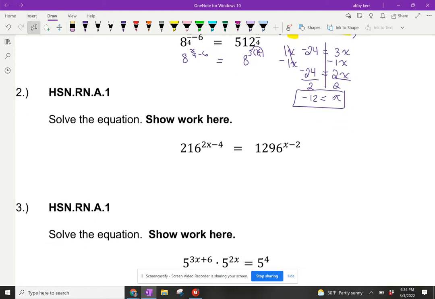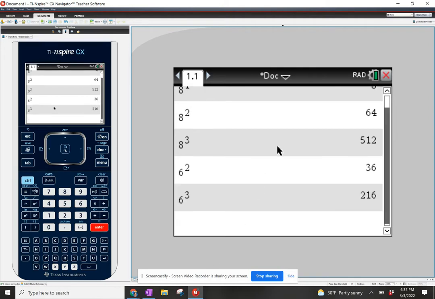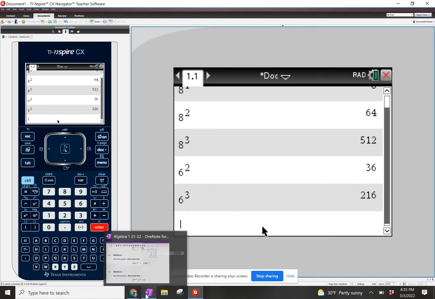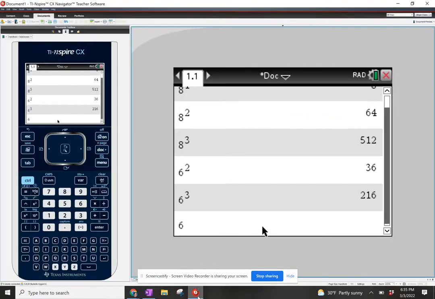Now for problem number 2, this is a little different. So 216. We just have to play around with it. Will 6 work? It does. It works with one of them, and I just guessed 6. It's all about guessing and checking. I don't know if the 6 will work for the 1296, so let's just keep going.